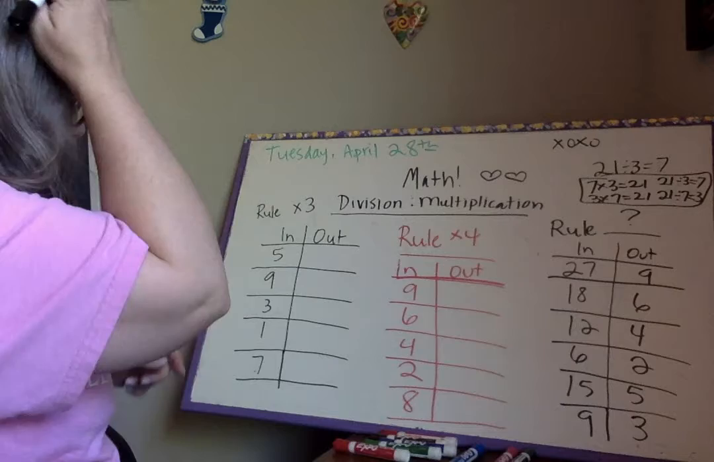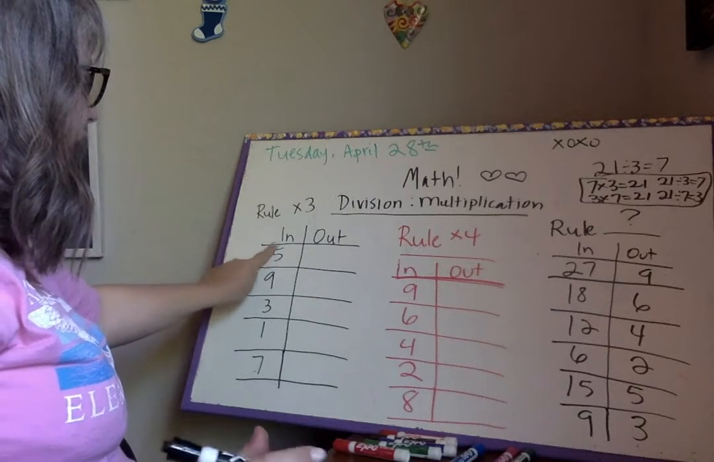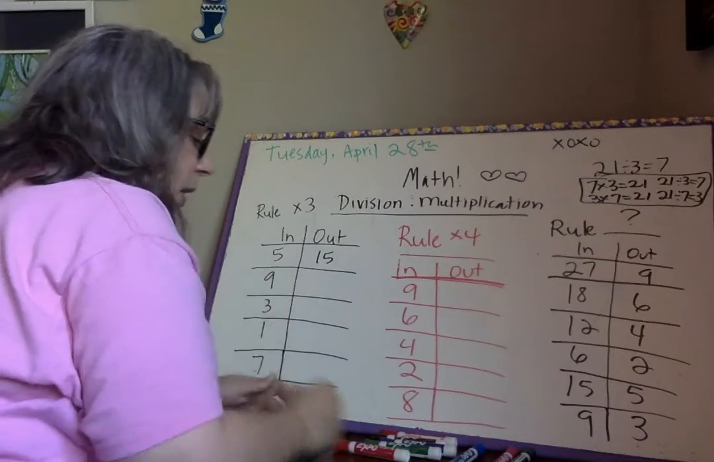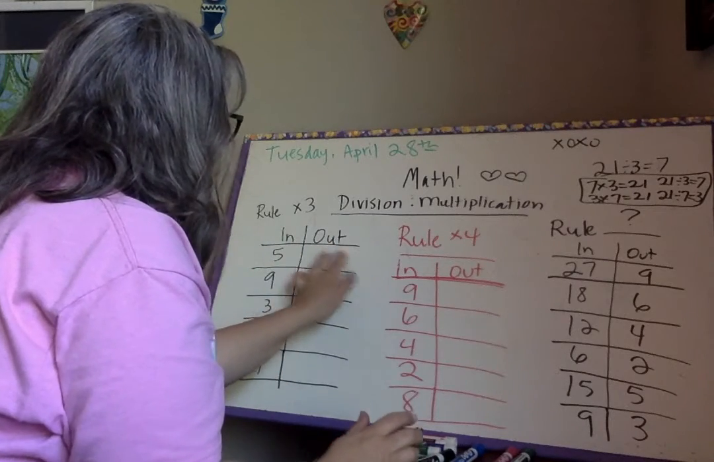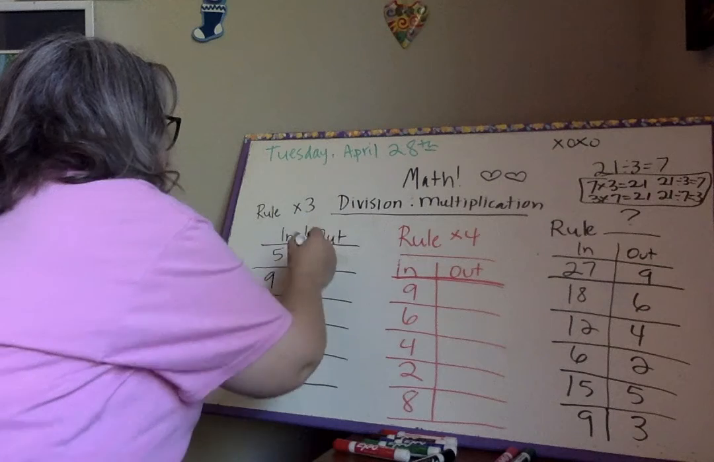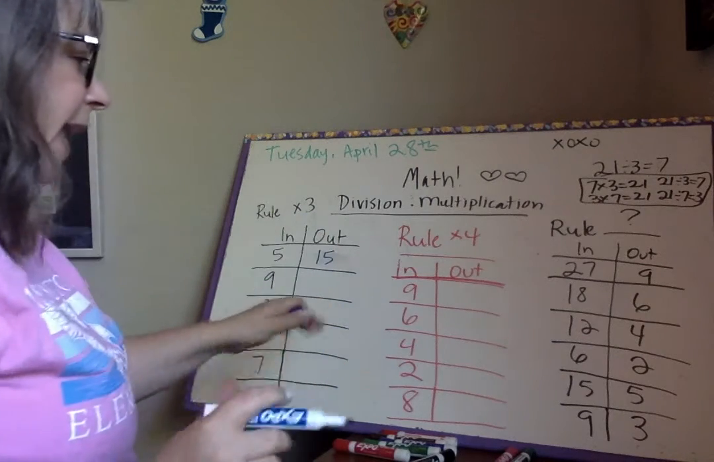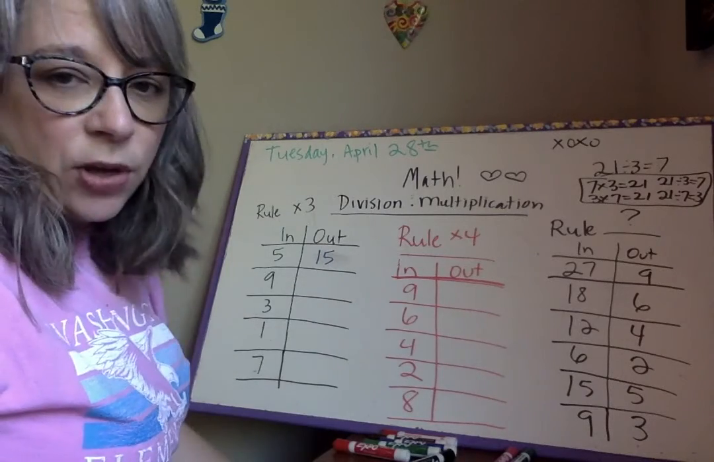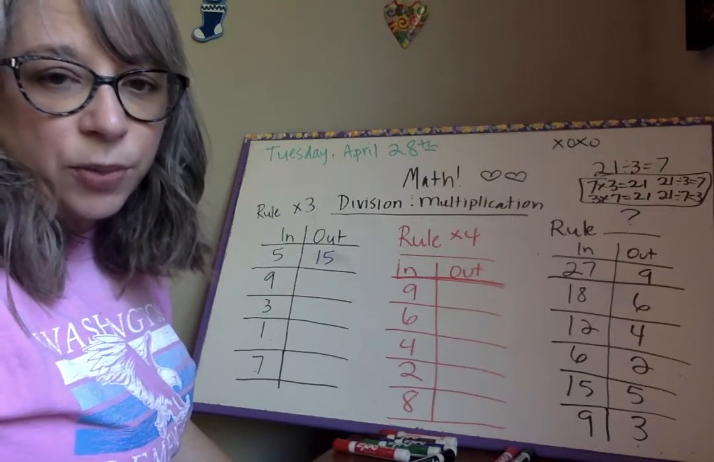Okay, so what you're going to think is 3 times 5 is what? That's our output, is 15. Now, one thing I want you all to remember is that whenever we have in and out, sometimes you have an out just to give you kind of a hint as to what your problem might be.